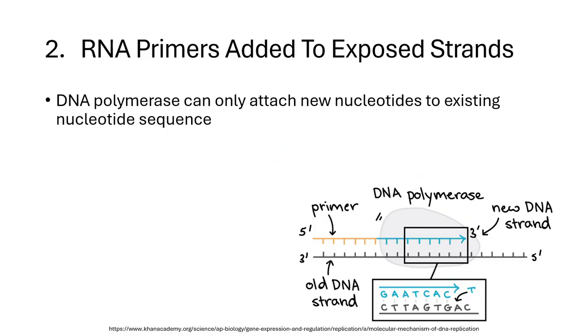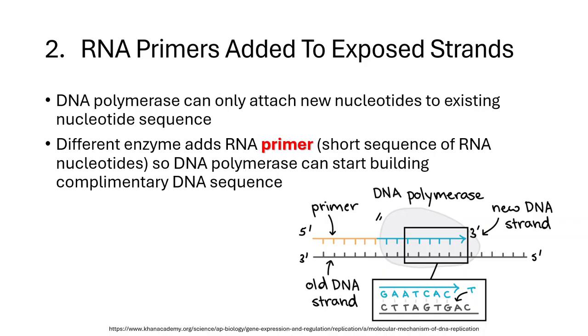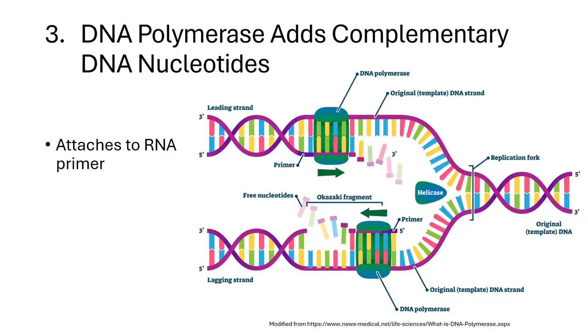The reason why you need to add what are called RNA primers is because DNA polymerase can only attach new nucleotides to an existing nucleotide sequence. If there's nothing there, DNA polymerase physically can't attach. So a different enzyme that you don't need to learn about is going to come in, put in a very quick, very small segment of RNA nucleotides called a primer. That primer is going to be there so that way DNA polymerase has something to attach to, something to add nucleotides to, and then later on that primer will be removed and replaced with DNA nucleotides instead.